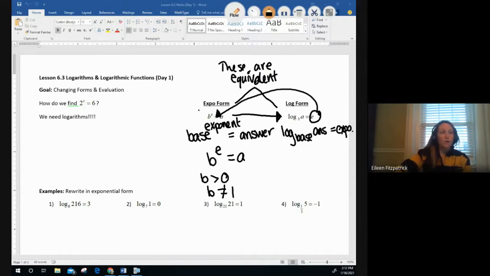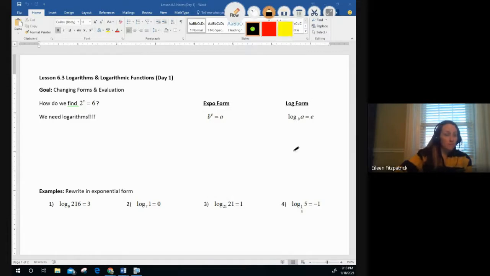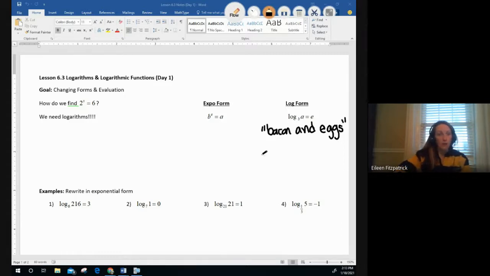All right. Now let me erase some of that. For log base b of a equals z, you're going to hear me say the phrase bacon and eggs. It's kind of a mnemonic device to remind us how to set up a log problem. I'm going to say log bacon and eggs. I'll say that again. Log bacon and eggs. So you know the order in which to write the letters. And I think that's all I needed to say about all that.